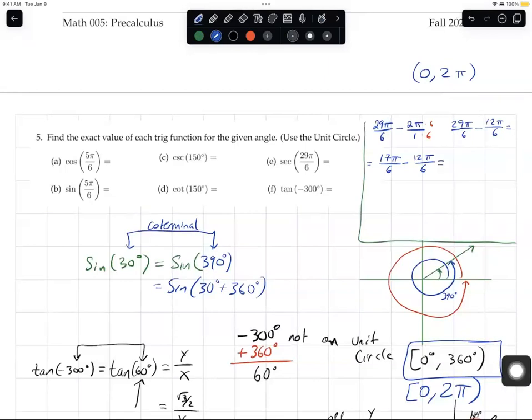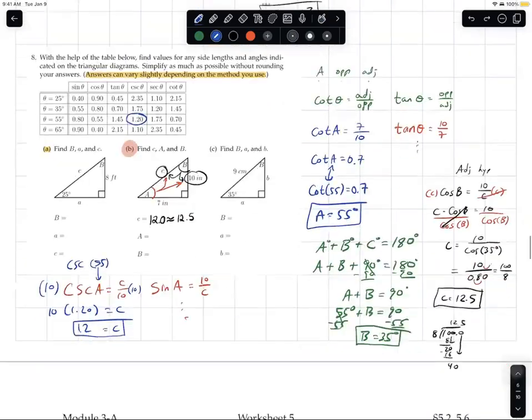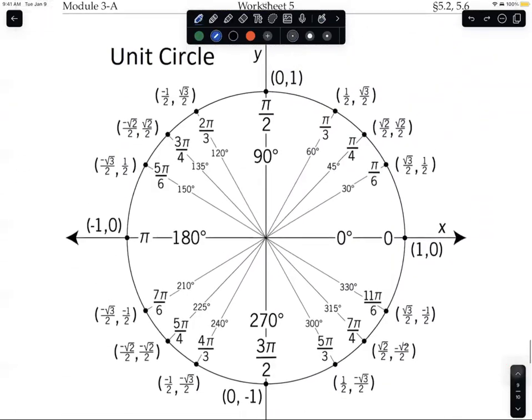And so what does that get us? That is 5 pi over 6? Yes, is this 5 pi over 6? Actually, now, how many times does 6 go into 5? 0 times. So now we're within 0 and 2 pi. Can we find 5 pi over 6 on the unit circle? Yes. And what is the associated point with 5 pi over 6?